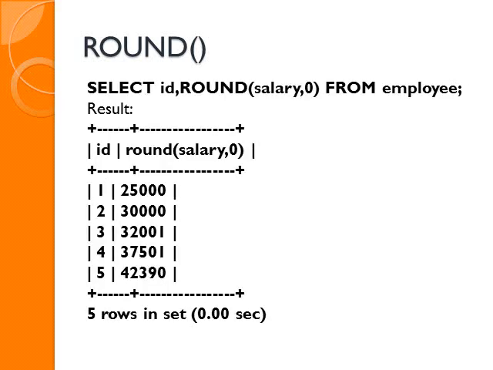Now, let us see one example in which we are using the table employee, where we are rounding off the salary of the employees up to 0 decimal places. SELECT ID, ROUND(salary, 0) FROM employee. You can see from the result that salary is rounded to 0 decimal places in the output.